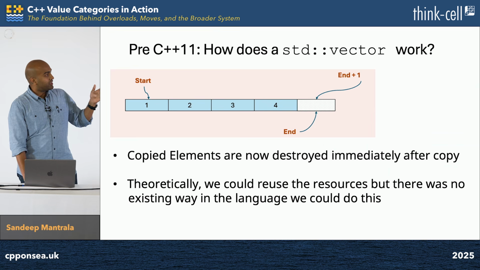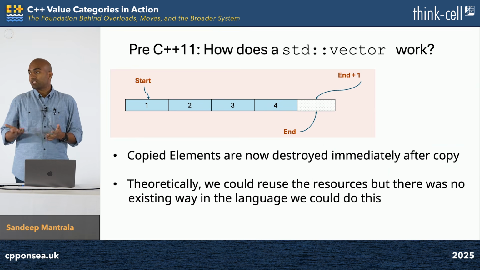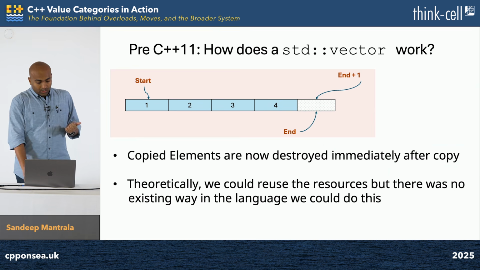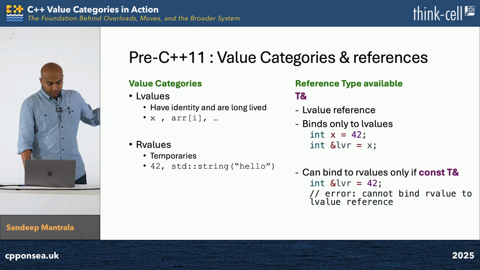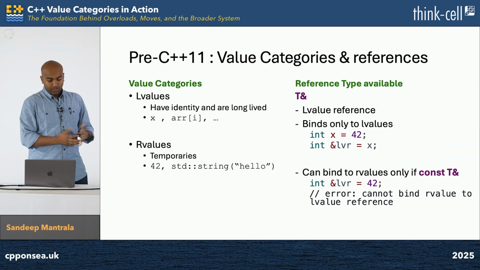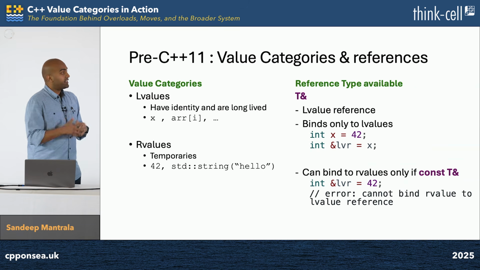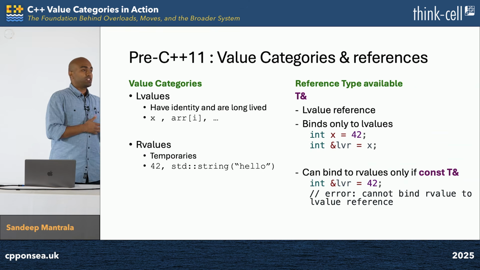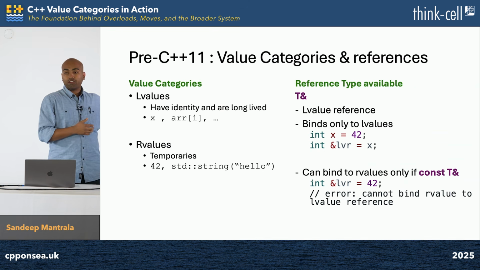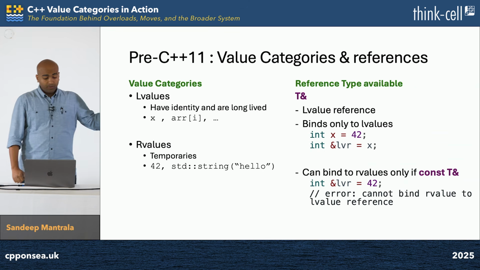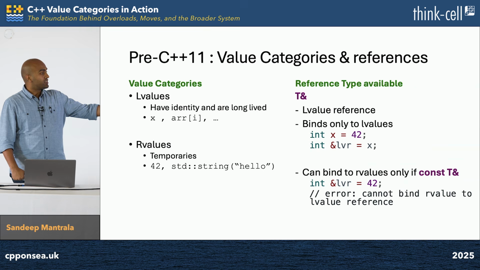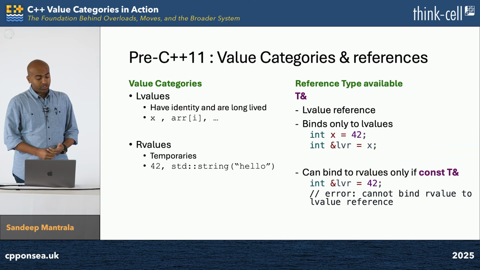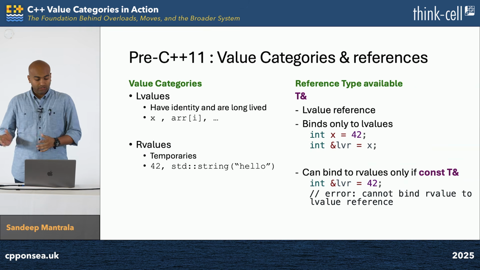So this is a problem we wanted to solve in C++11. Before C++11, we had two value categories, lvalues and rvalues. Lvalues are basically anything that has identity and is long-lived. The value categories are very deep in the C++ genes; we got lvalues and rvalues from C. And rvalues are nothing but temporaries, like literals such as 42 or the string "hello". All these are considered rvalues.